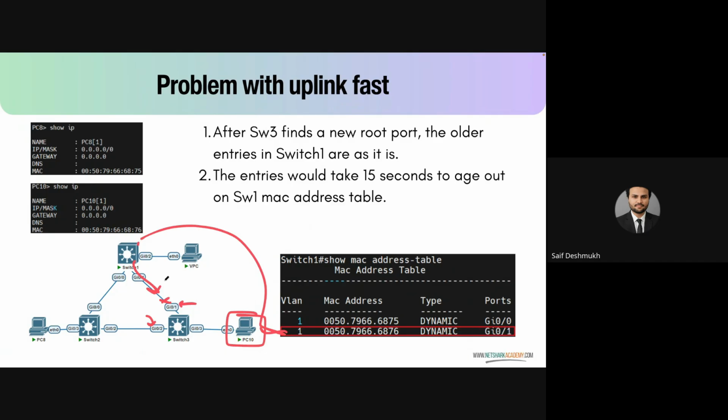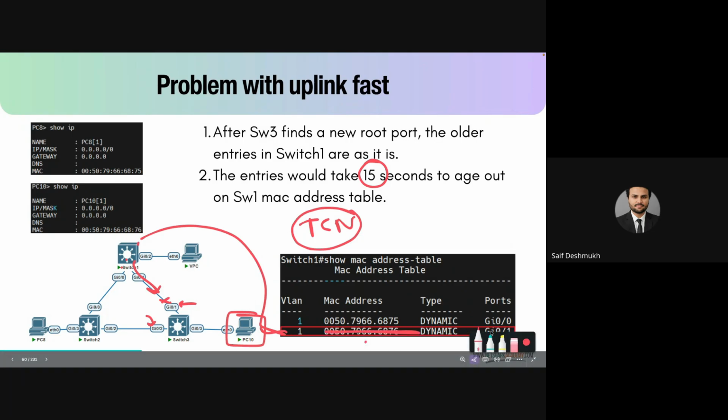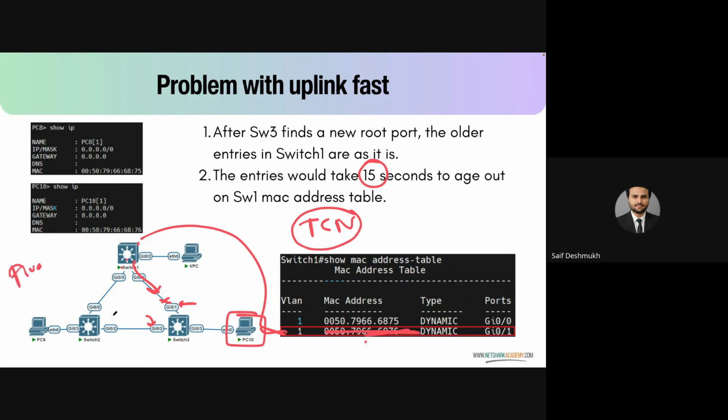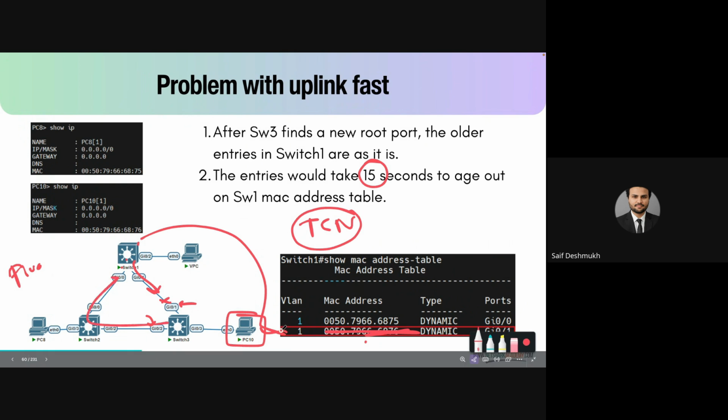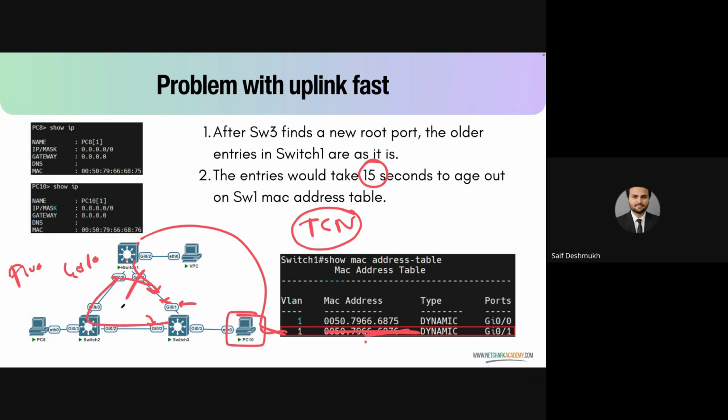But to expire these entries, it will at least take 15 seconds because of the topology change notification mechanism. It will at least take 15 seconds so that switch 1 now considers this entry a stale entry and removes it, and it will perform what? Flooding, so that it will learn a new MAC address from here and say, okay, this new guy lives at 0/0. This is a stale entry.